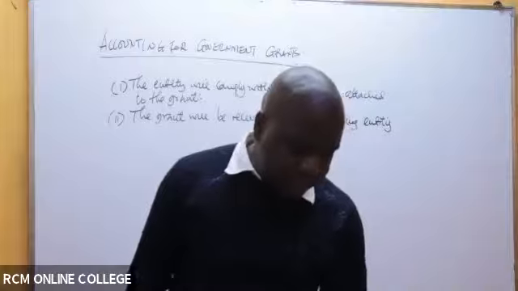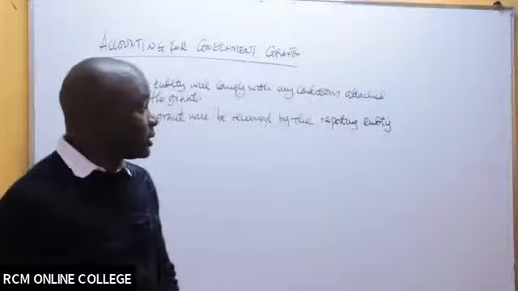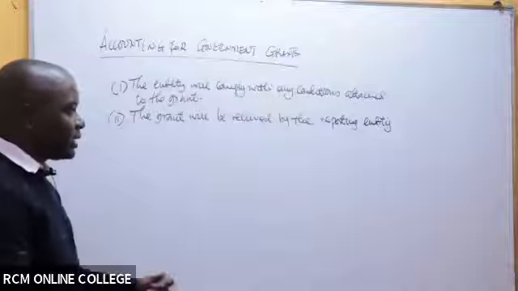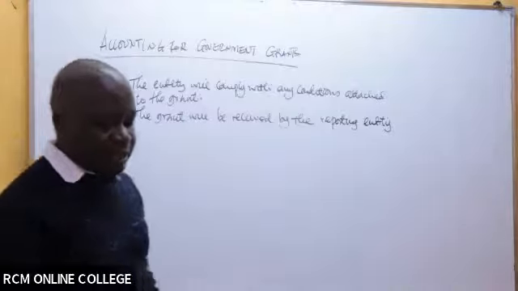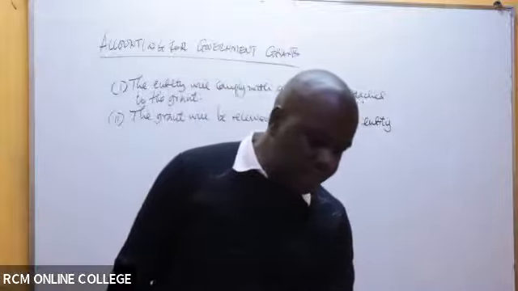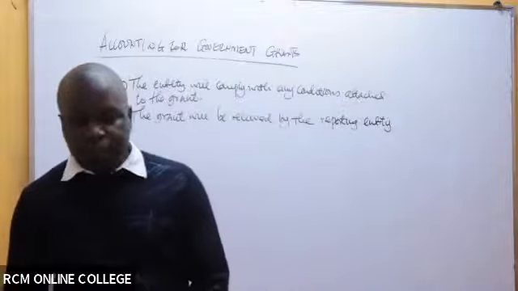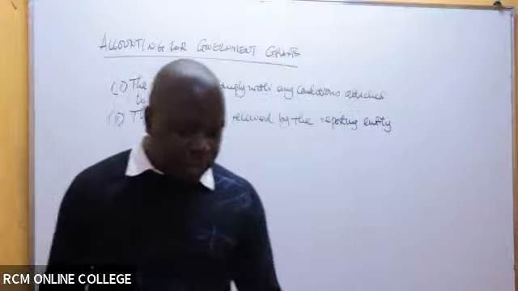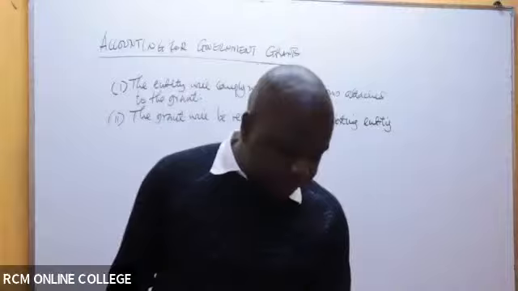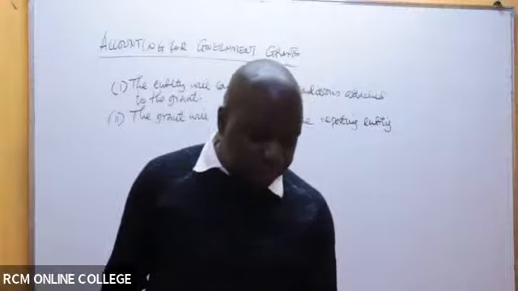So the grant is recognized. So how do you recognize it now? Let's say, for example, you've received a grant as a reporting entity. How do you recognize it? The next paragraph: the grant is recognized as an income over the period.